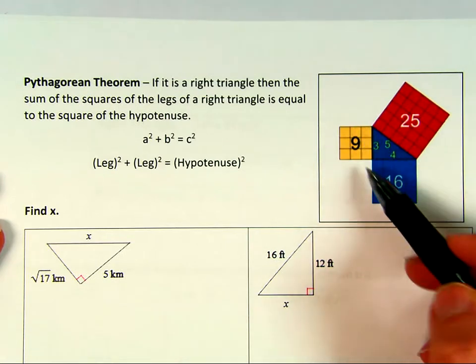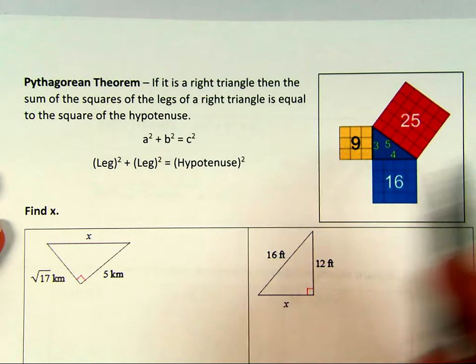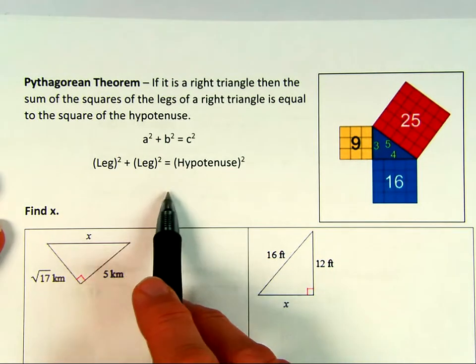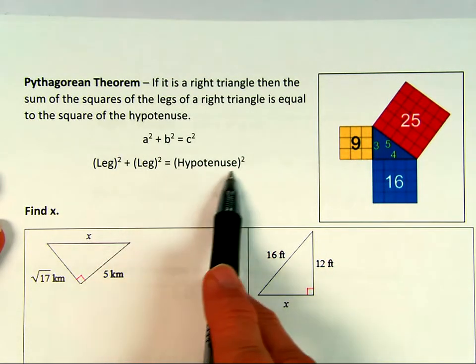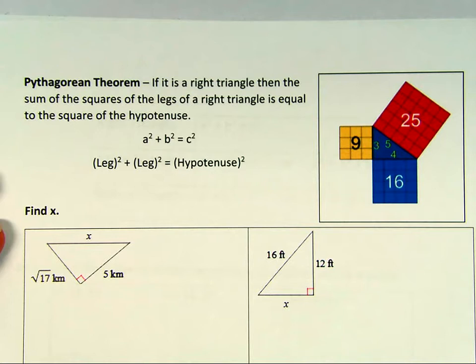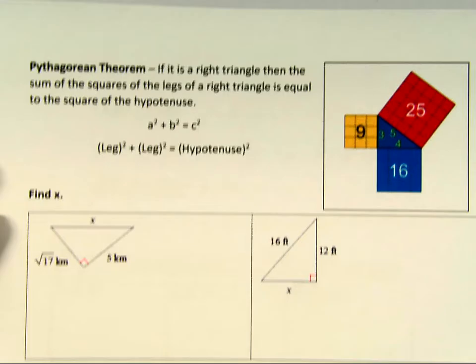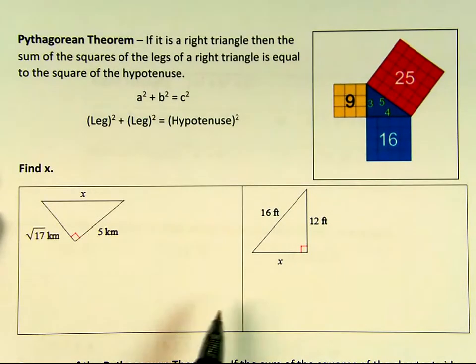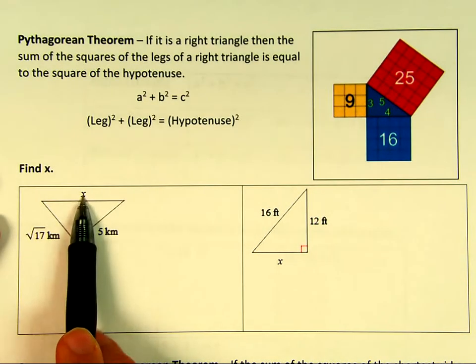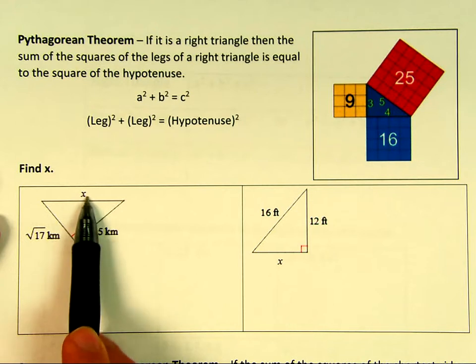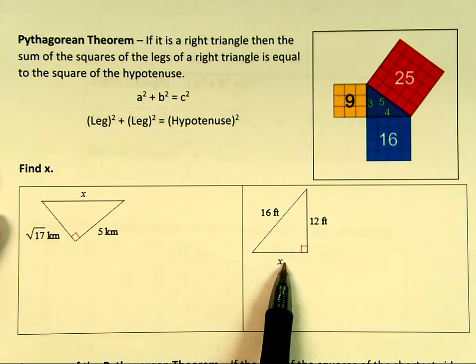So this is kind of a visual picture, because some people don't understand what's happening. The biggest mistake that people make is they don't remember that c squared has to be the hypotenuse. So make sure you know that the biggest side is always going to be the hypotenuse, and that's all by itself on one side of the equation. So here are a couple problems that we're going to do to find x. So you'll notice that here, I'm missing the hypotenuse, but over here I'm missing the leg.